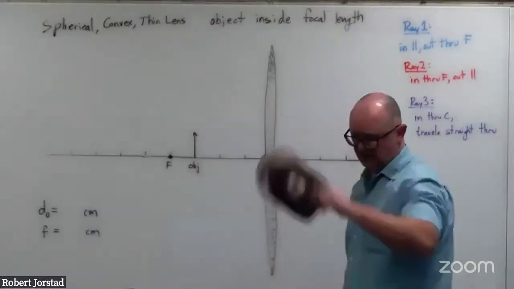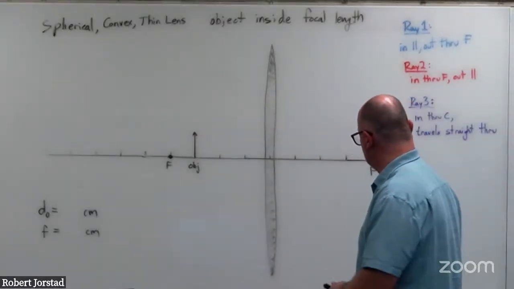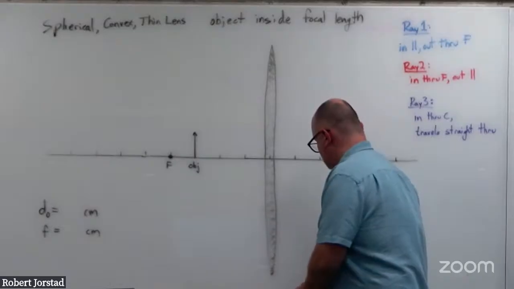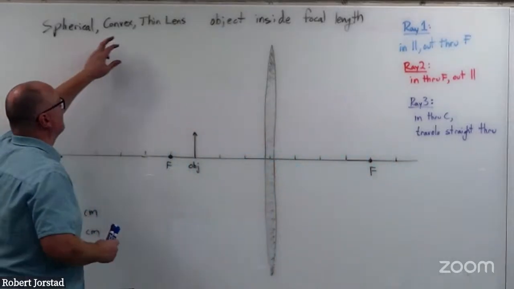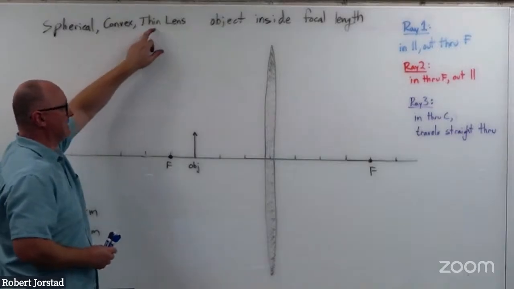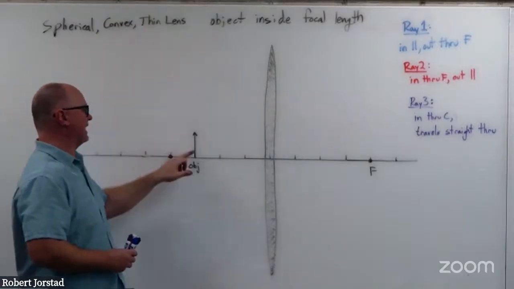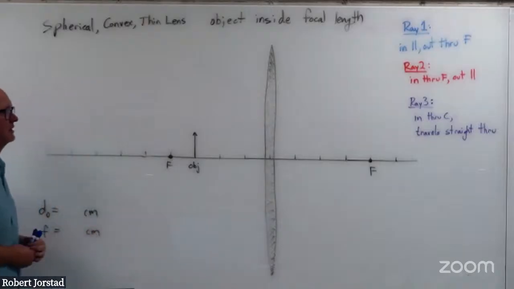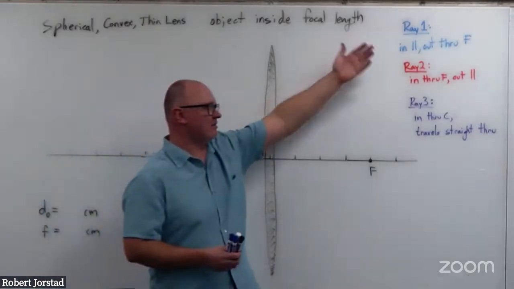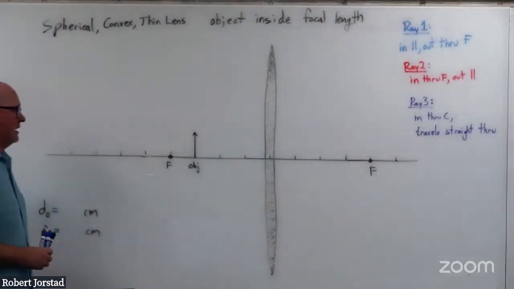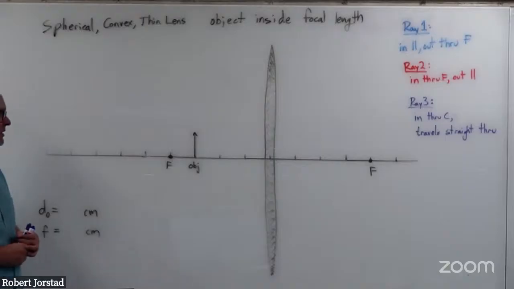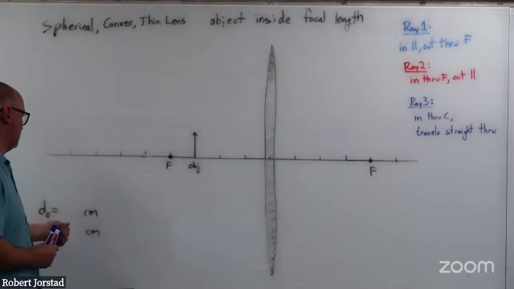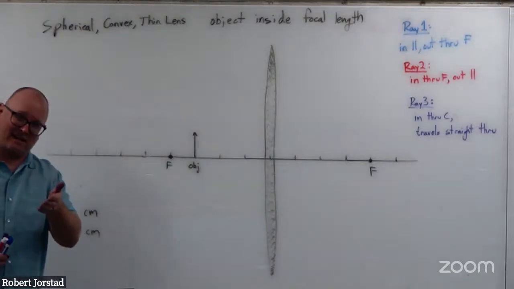Here we go. Another fun one for you to try and think it through. So here I have a spherical, convex, thin lens with the object inside the focal length. We have our principal rays here that we want to draw, and I've labeled the focal points of the lens here. So I want you to quickly write down what you think DO and F are, in particular the signs.